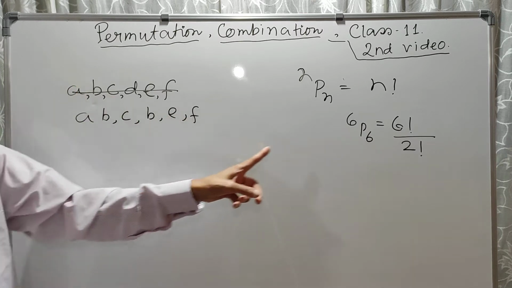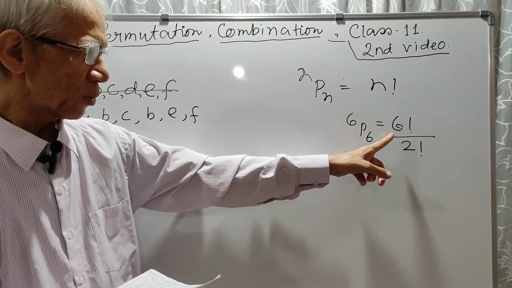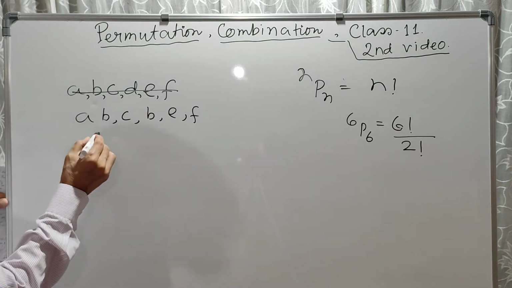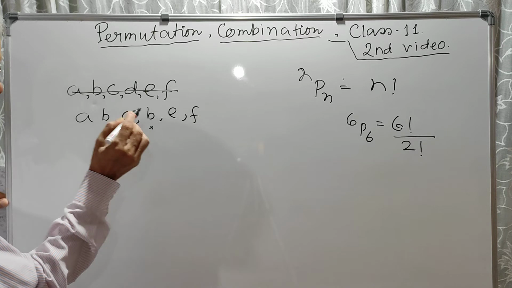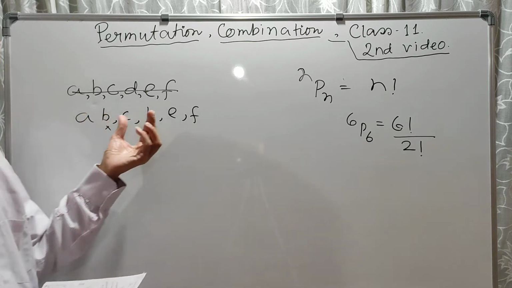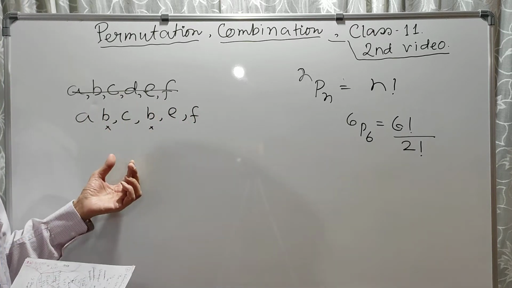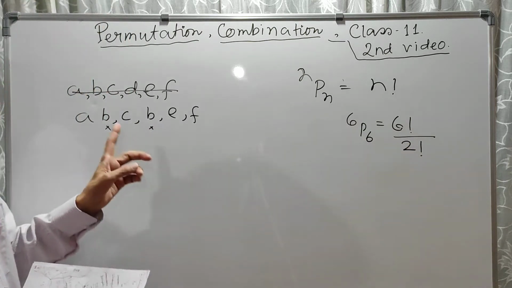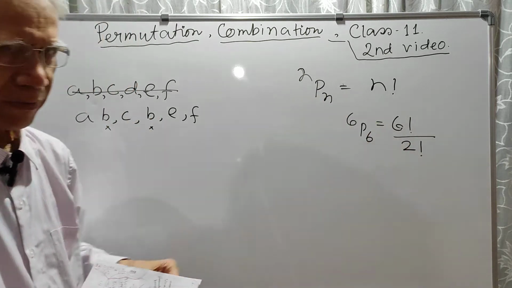So for this, the permutation of all the 6 letters taking all at a time will be 6P6 equal to what? 6 factorial divided by 2 factorial. Now why 2 factorial? Because you see these 2 letters are repeated. So when there is repetition of any object, if it is repeated 2 times, then divided by factorial 2. If it is repeated 3 times, divided by factorial 3.